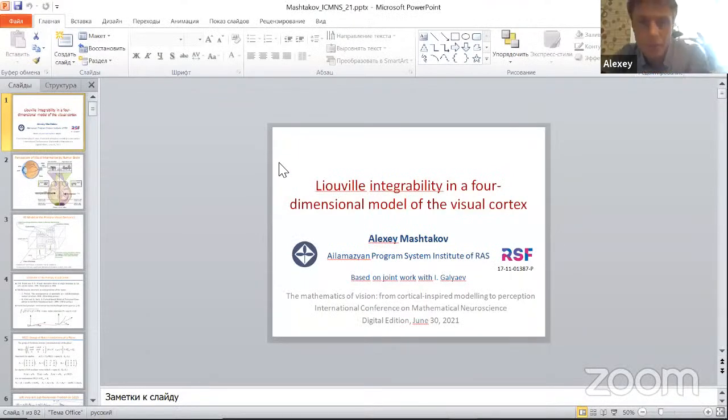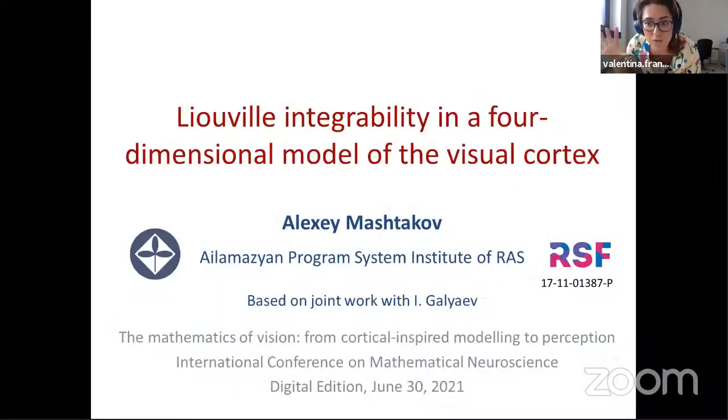Perfect. Can you see my screen? Yeah, we see the small version, and now we see the big one. So perfect. Yeah, very good.